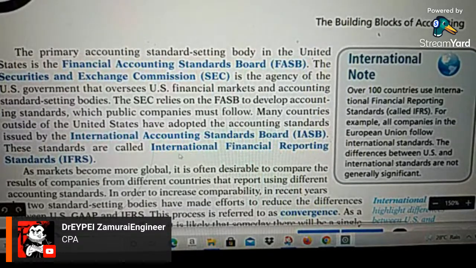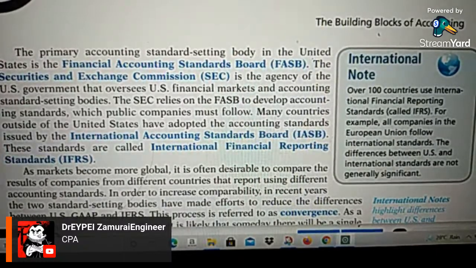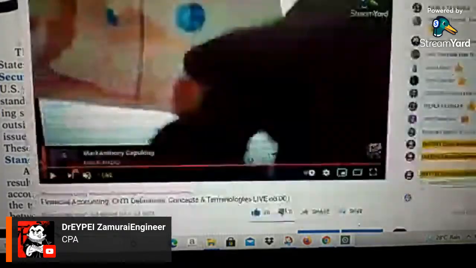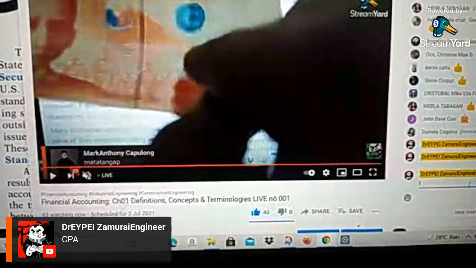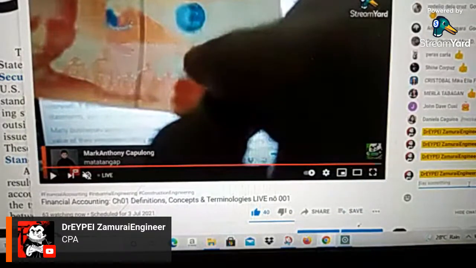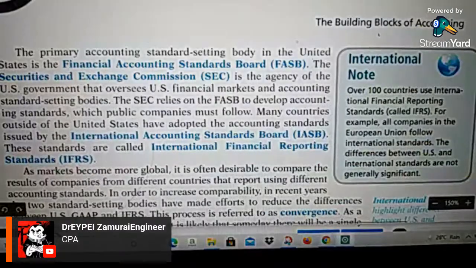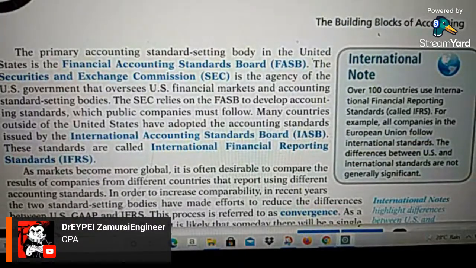Right? They also have International Accounting Standards Board. Okay? These standards are called International Financial Reporting Standard, IFRS. So, this is the definition of IFRS. And we will use IFRS. This standard is international. It is being used in the Philippines, IFRS. So, we will use this. Okay? So, IFRS. What do you mean by IFRS? International Financial Reporting Standard. Take note of that. International Financial Reporting Standards. Okay?